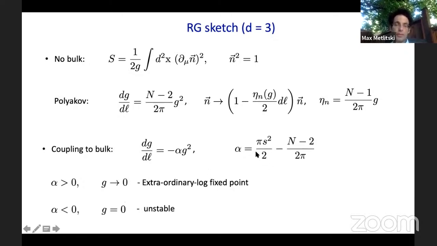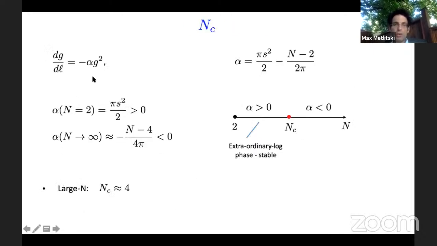On the other hand, if alpha is negative, then the G equals 0 fixed point is unstable in the infrared. Where does the theory flow? We will discuss shortly. Now, is alpha positive or negative? Well, that depends on the value of n. In general, I cannot calculate alpha, but I can calculate at least its sign in two limits.